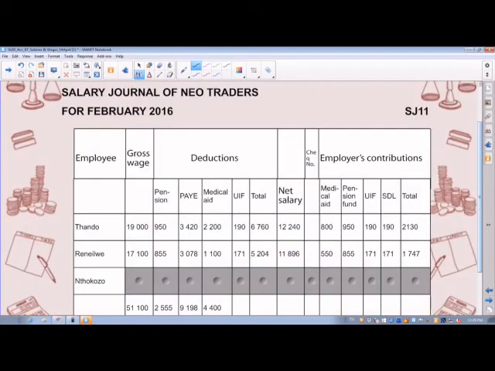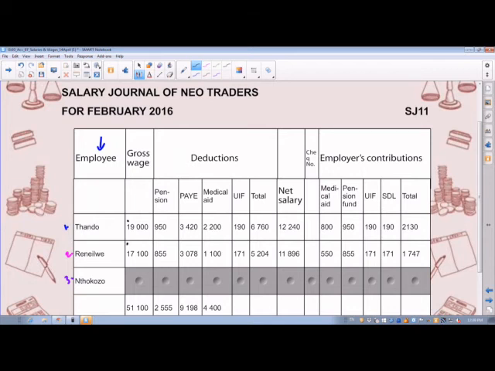Okay, guys, so the journal, we have to start with the very first column called employee. Now, you will place your employees in this column. So we have Tando, and we'll have Renilwe, and we'll have Ntukozo as our employees. Now, I'm going to do Tando and Renilwe with you, and then you will do Ntukozo for me as a question. Now, remember, how did I get 19,000 and 17,100? I took the annual salary and I divided it by 12. So therefore, Tando earns 19,000 Rand per month and Renilwe earns 17,100 Rand per month.